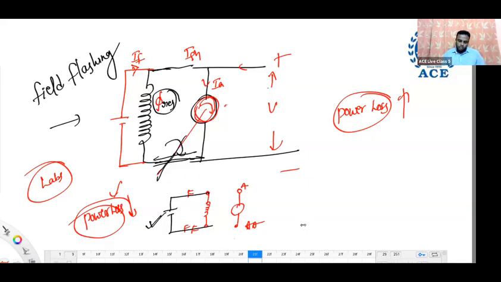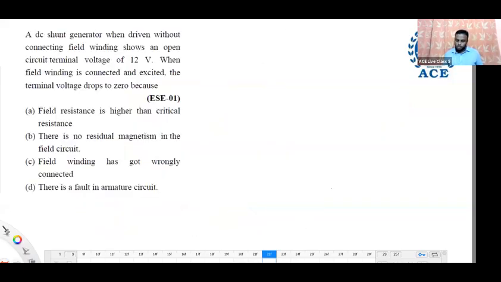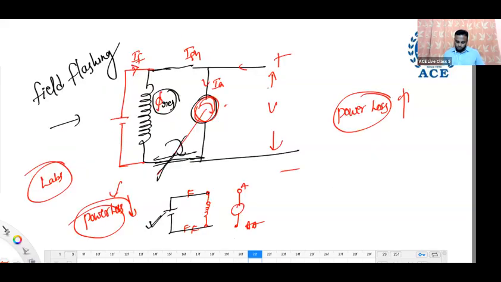If residual flux is zero, then the OCC will not start. If residual flux is zero, how will EMF come? There is no voltage buildup. If residual flux is zero, voltage is zero only. Totally zero. Remember that.